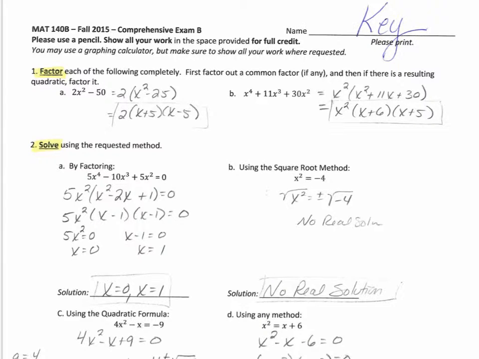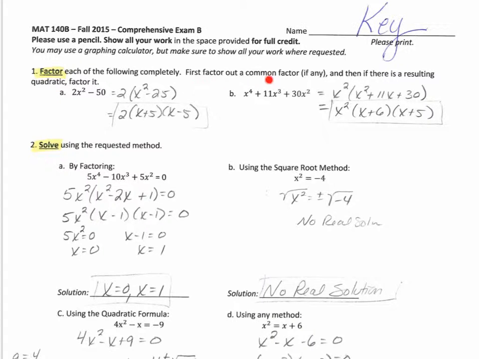This is the video key for the second comprehensive exam this semester. Let's take a really quick look at it. As you'll see highlighted, number 1 is asking you to factor, number 2 is asking you to solve. So that's the biggest difference between these two first questions.